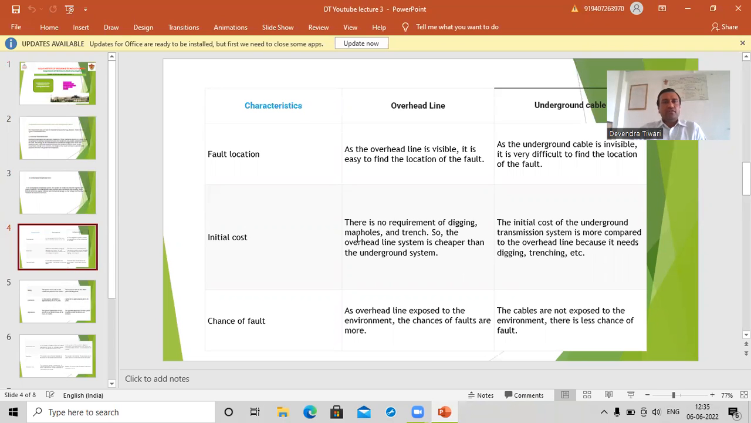The third point is chance of fault. As the overhead line is exposed to the environment, the chances of faults are more. Whereas the cables are not exposed to the environment, so there is less chance of fault. So we can say there are fewer chances of fault in underground cable as compared to overhead lines because overhead lines are exposed to the environment.